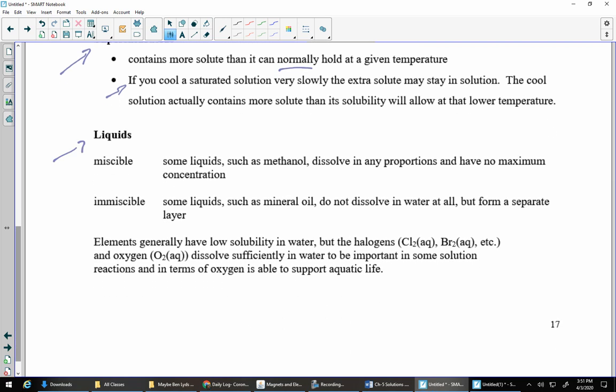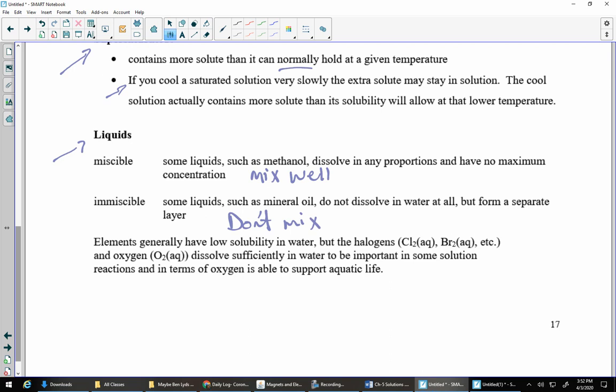Getting into some liquids, some new terms: miscible and immiscible. Fancy terms. Miscible means they mix well, and you can dissolve and dissolve and dissolve, as if you have no maximum concentration, so you just keep on dissolving. Immiscible, when we're talking about liquids, means they don't mix essentially. Mineral oil and water form a totally separate layer, so they do not mix at all. So miscible means mix well. Immiscible means doesn't mix at all.